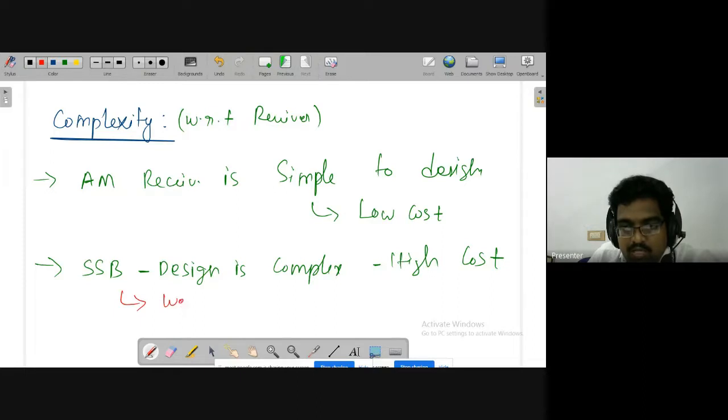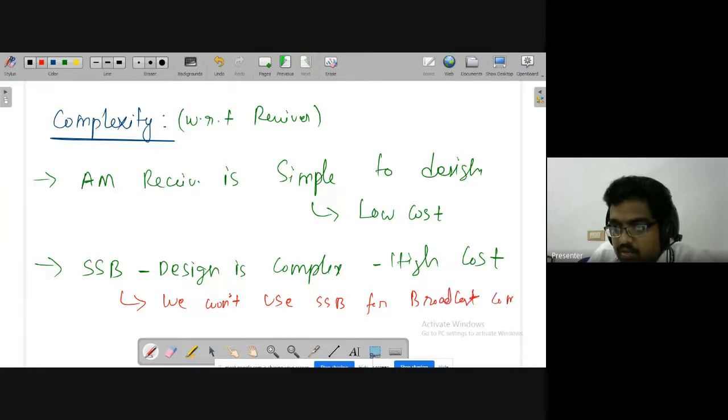We won't use SSB for broadcast type of communication. But AM we will use for broadcasting because it is simple to design. So that's why the AM receiver is used for broadcast type of communication. Broadcast means one transmitter, many receivers.